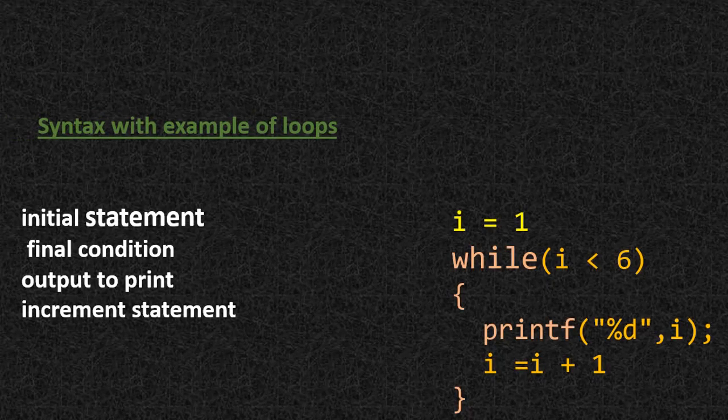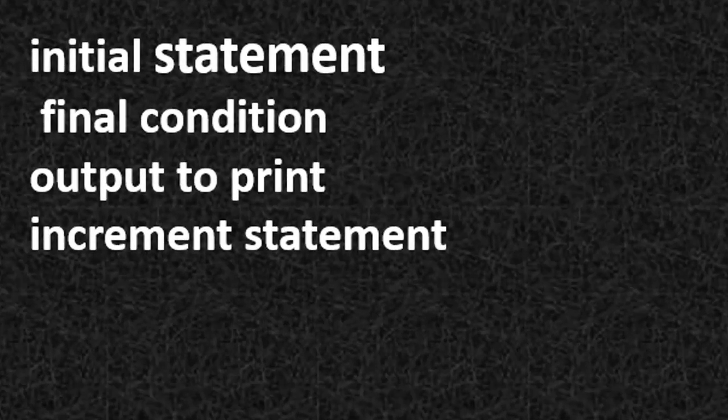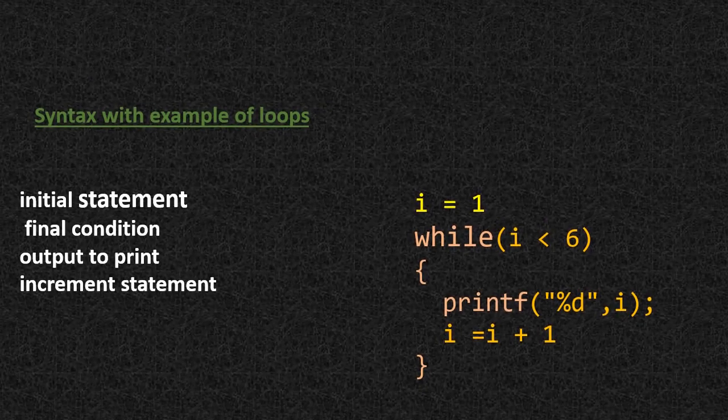Okay? When we talk about loops in C programming especially, the syntax will be like this. You have to use an initial statement, you have to use a final statement, and the output you want to print with an increment statement or a decrement statement. That means whenever a loop is there, one is the initial condition, one is the final condition you want to reach, and one is the method by which you will reach the particular condition, isn't it?